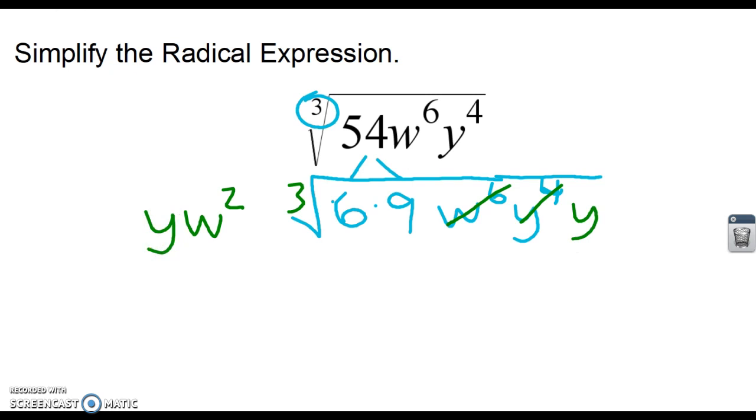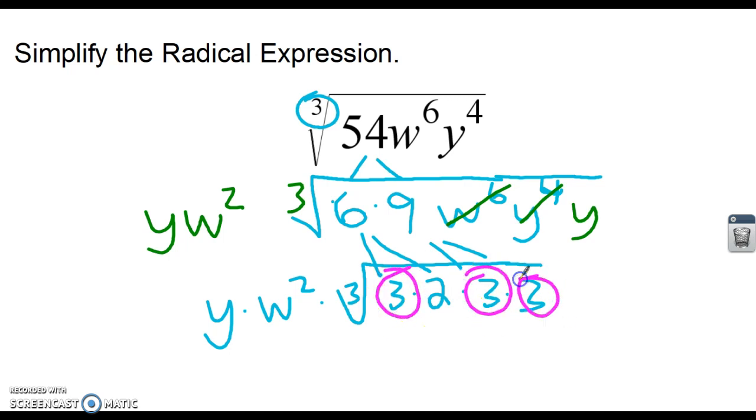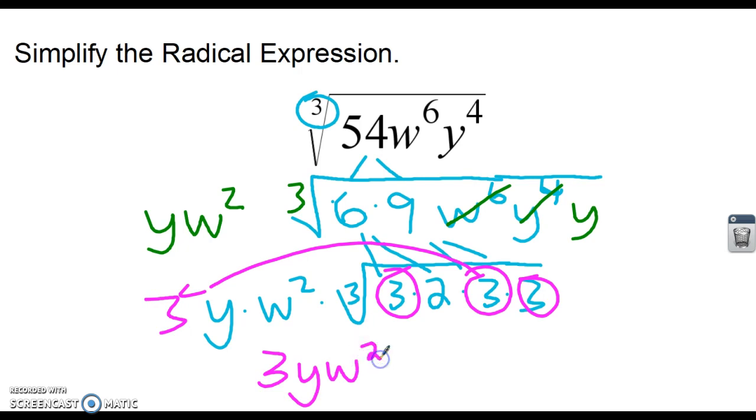I can't factor the numbers yet because I don't have any perfect cubes underneath. So I have y times w squared times the third root of 3 times 2, that's 6. And then 9 is 3 times 3. How many do I need to get out of this radical? 3 of them. I have them here. It's going to go to the outside, a 3 on the outside. So 3y w squared times the third root of 2. That would be my answer.